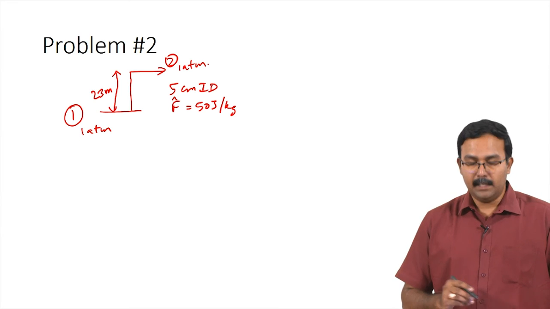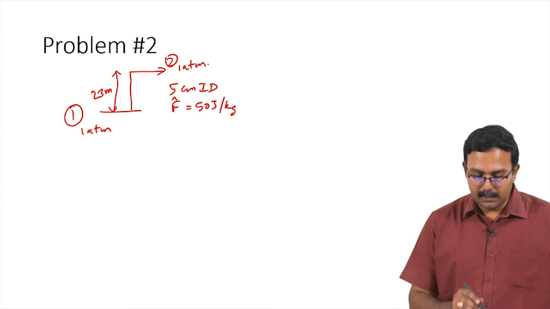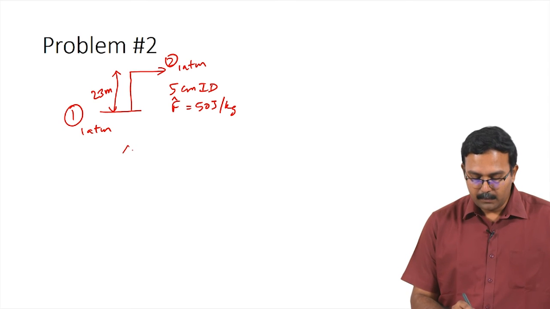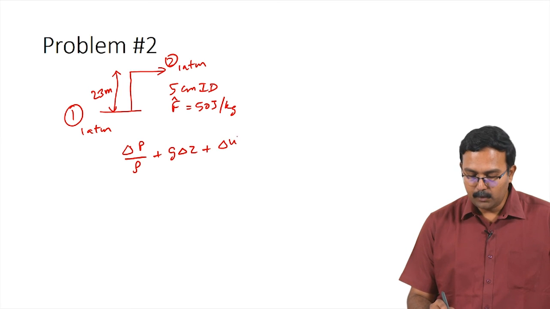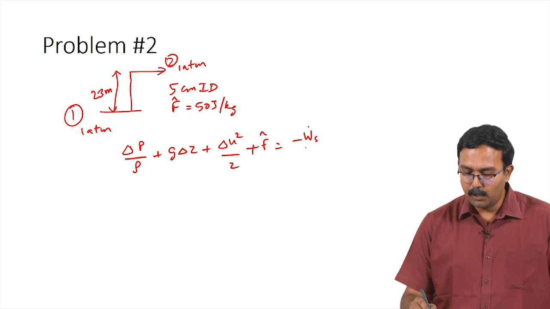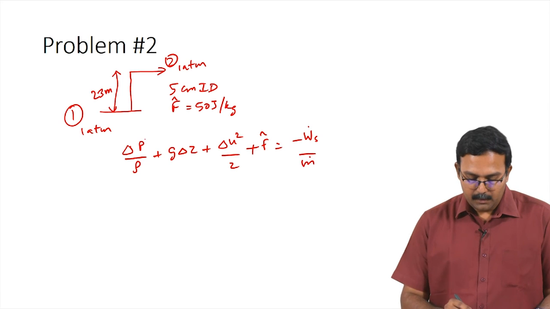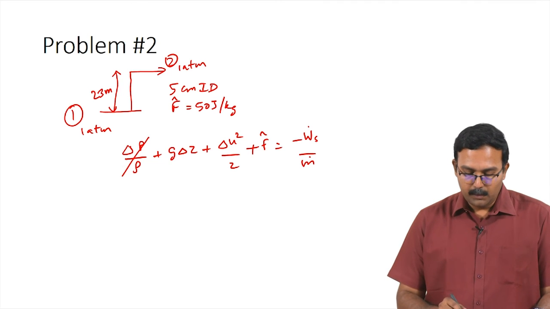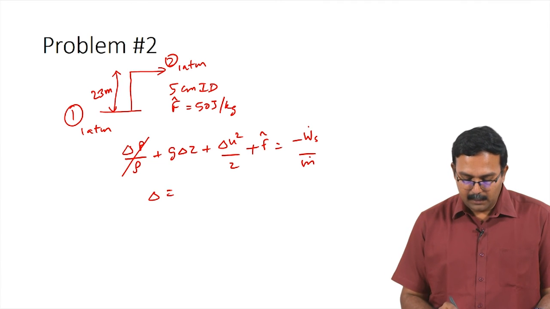With all this information, let us write the general mechanical energy balance equation and solve for the shaft work that needs to be delivered. So, we have delta P divided by rho plus g delta Z plus delta u squared by 2 plus F cap equals minus Ws dot divided by m dot. As pressure change is 0, the first term can go to 0. You would have g delta Z, where delta Z equals 23 meters. And we need to calculate delta u squared.